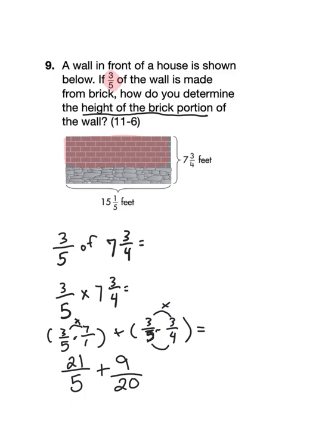Now I've got to go to the effort of finding a common denominator to add these, because I can't add fifths and 20ths. That's like trying to add apples and oranges. It just doesn't work. So if I'm going to do that, let me see. My common denominator is going to be 20.